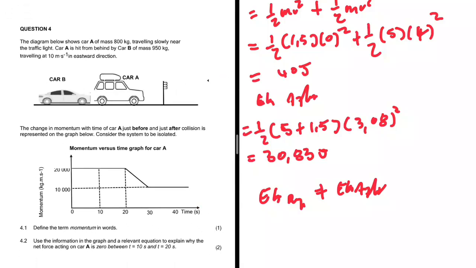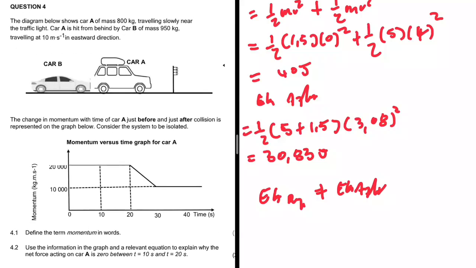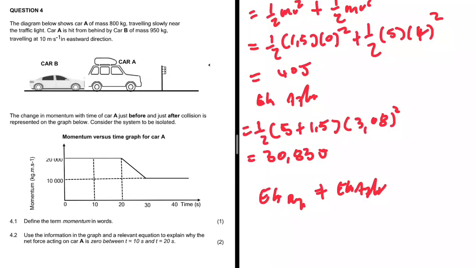Question 4. The diagram below shows car A of mass 800 kg traveling slowly near the traffic light. Car A is hit from behind by car B of mass 950 kg traveling at 10 meters per second in an eastward direction. I found myself in one of these situations, so it's going to be quite fun calculating, knowing that I've been in such a situation.